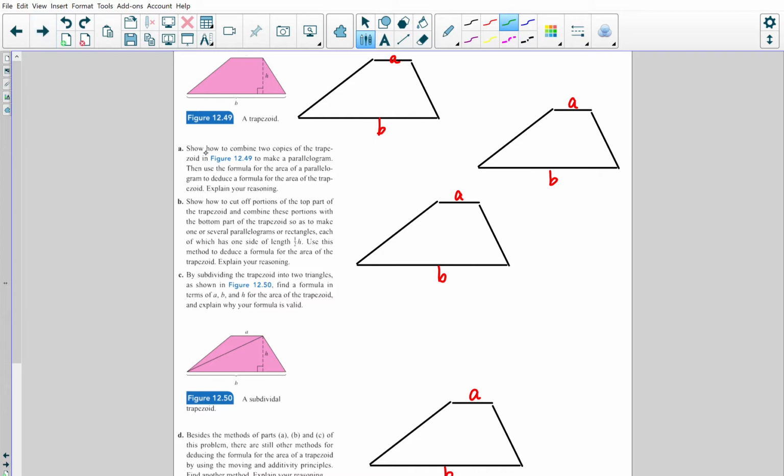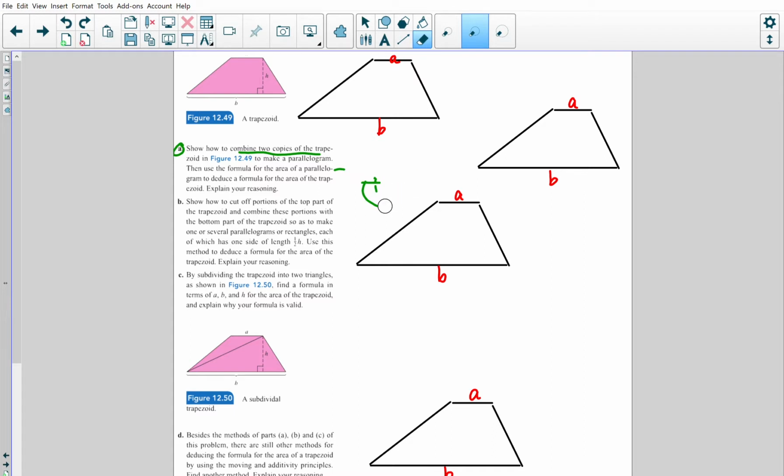So the first part says, show how to combine 2 copies of the trapezoid in figure 12.49 to make a parallelogram, and then use the formula for the area of a parallelogram to deduce the formula for the area of a trapezoid. So we know a parallelogram has a shape like that, base B, height H. As you know from class, the area of a parallelogram is B times H. Again, from moving and additivity in class, we took that little triangle off and moved it over there and found a rectangle with base B and height H.